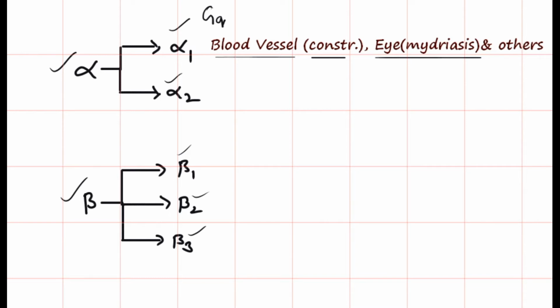Mydriasis means dilation of the pupil. Of course, these alpha 1 receptors are present elsewhere in the body, but the main locations are the blood vessels and the eye, where they facilitate the fight or flight reaction.